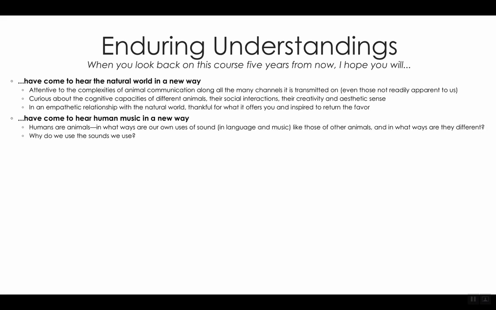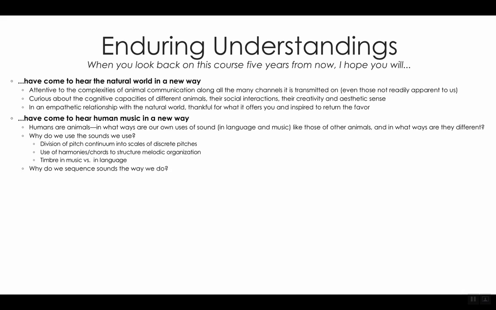In what ways are they different? How do we use the sounds that we do use? Consonants and vowels in speech, sung notes or percussions in music. The way that we divide the pitch continuum into scales, discrete pitches, in music. The way we use harmonies and chords, do the other animals do that? The types of timbres that we use in music and how we use timbre differently in language. I think all those things are things that we'll be paying attention to still 5 years from now.